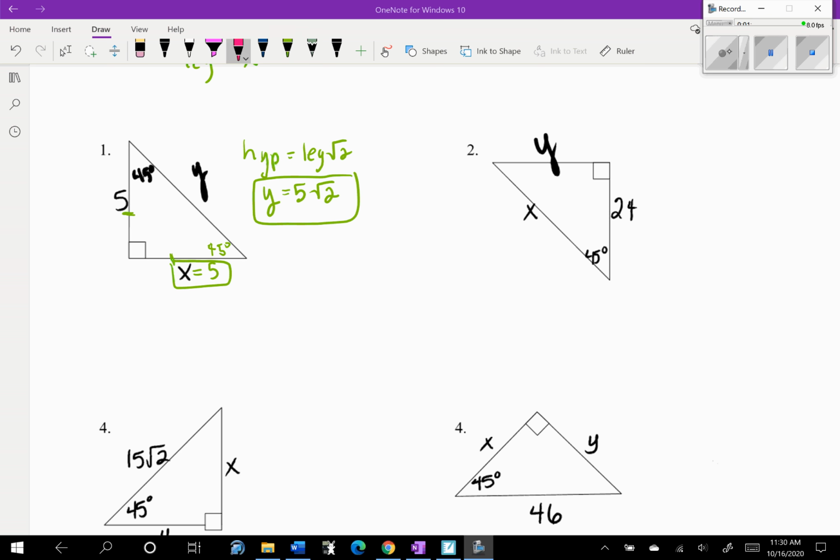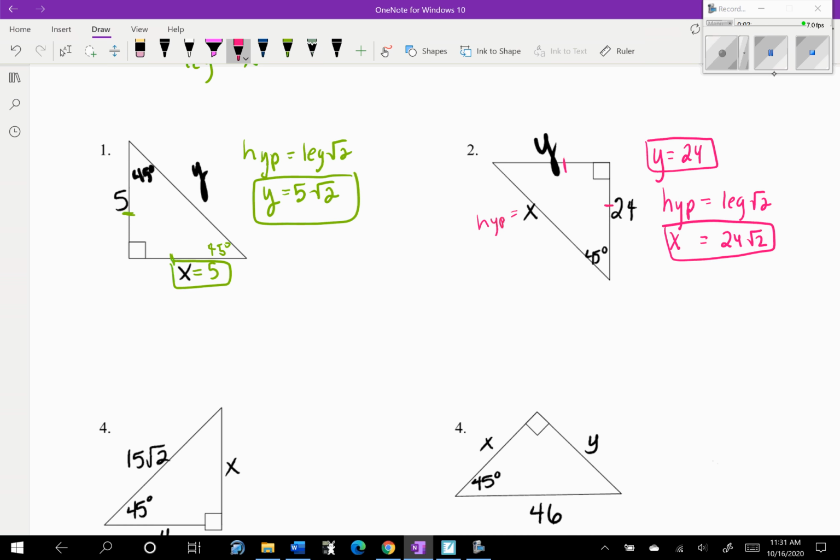Looking at the next one, so we know that this is the hypotenuse for x. That means this side length and this side length, which are the legs, are equal. So we know y is equal to 24, and across this would be x, which is the hypotenuse. So again, we can use our formula. The hypotenuse is equal to leg root 2. So in this case, the hypotenuse is the variable x, and the leg we know is equal to 24, so x is 24 times root 2. So now we have both x and y.